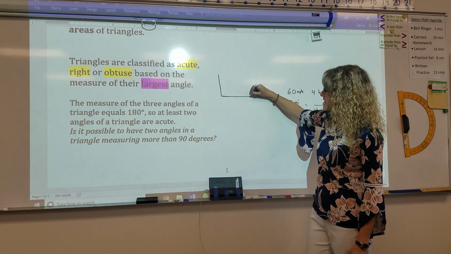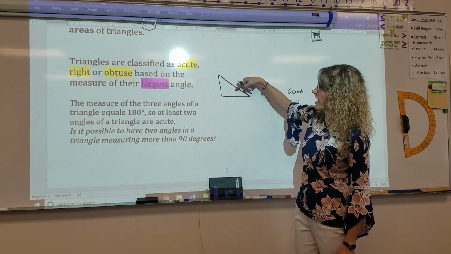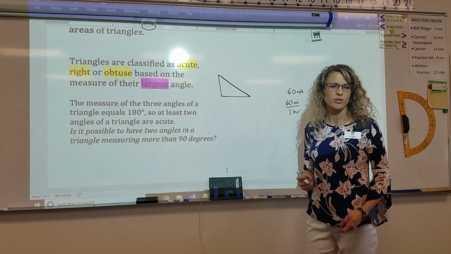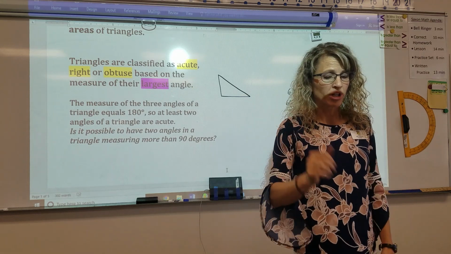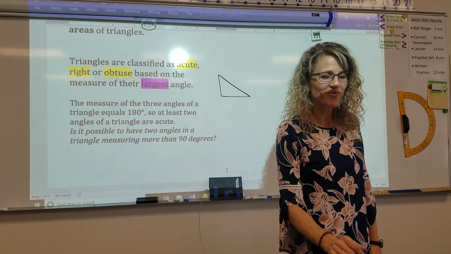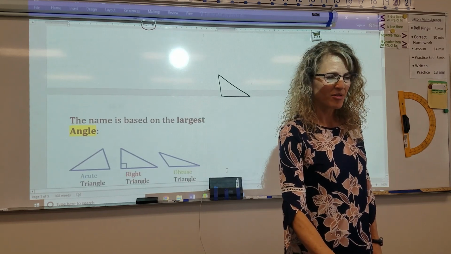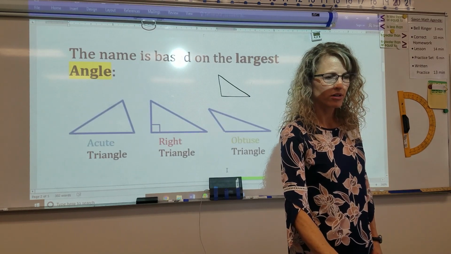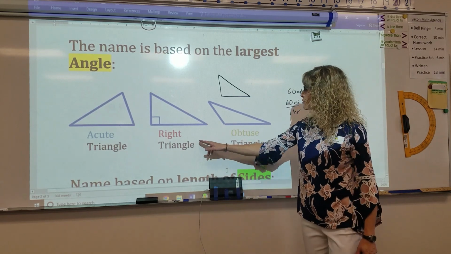So the only way is for the other two to be acute. They have to be less than 90. And there's only one obtuse angle. But if one of them's bigger than 90, it's called obtuse. What is it called, class? Obtuse. That brings us to our three names for angles. It's acute, right, and obtuse.